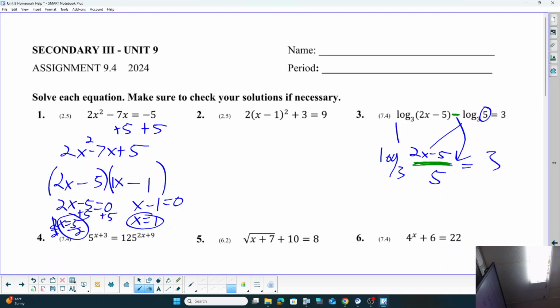Equals 3. How do you undo log base 3? Do you remember? So you shove a 3 underneath it, right? And if you do it on one side, you have to do it to the other side. So that's just going to be what? 27? 3 times 3 is 9, times 3 is 27. Yeah, 27. So we need to multiply by 5 to the other side.